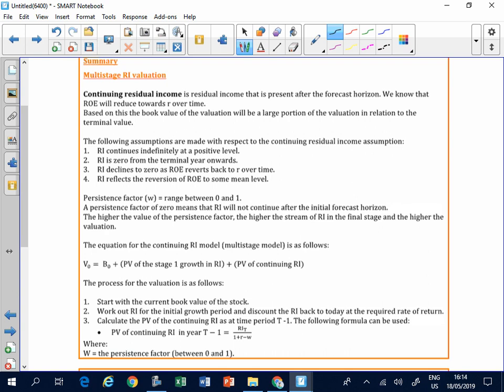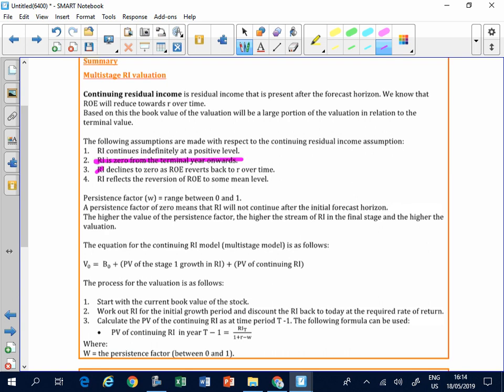So, there's a few assumptions that can be made. The example we just did assumes that the residual income continues indefinitely at a positive level. If that happens, it's phenomenal. That just essentially means that the company's got a very, very good competitive advantage, and it keeps on generating profits, or value, for its shareholders. Okay, if the residual income is 0 from the terminal year onwards, that means that ROE is equal to R, so it's going to go down to a point, and then the price to book is going to be 1.